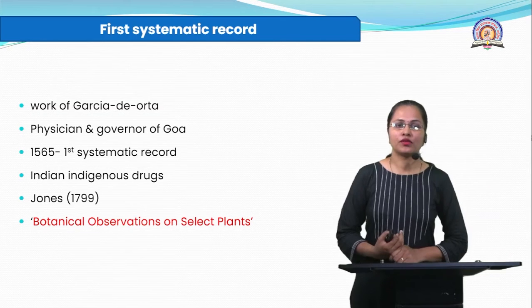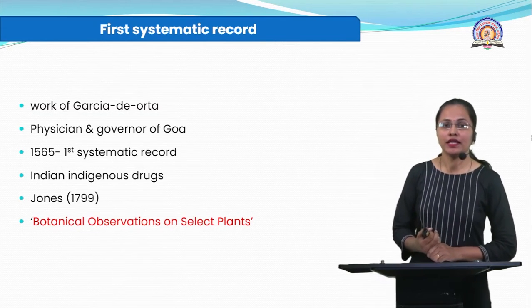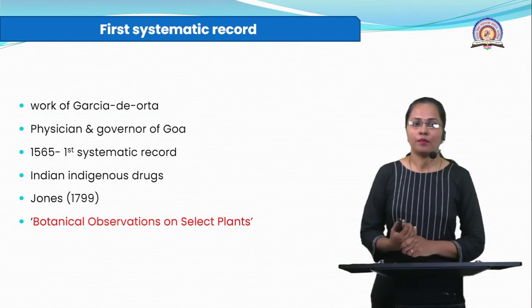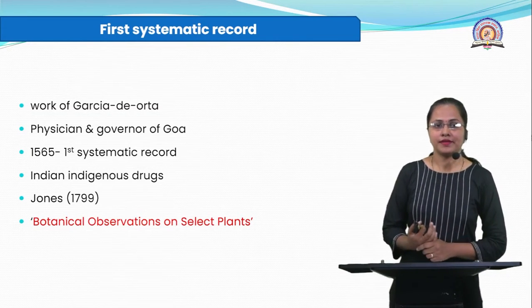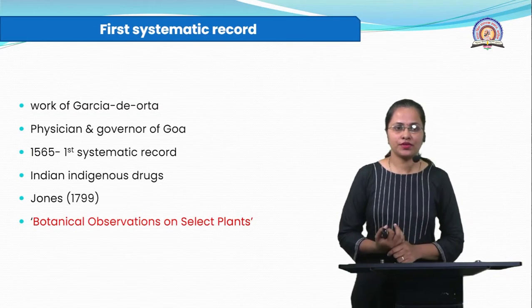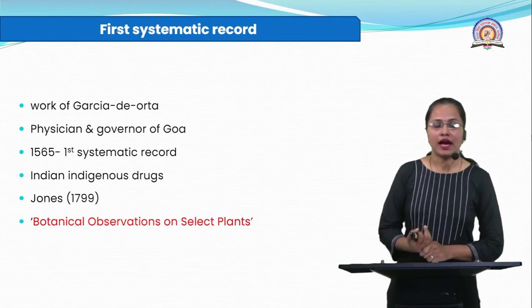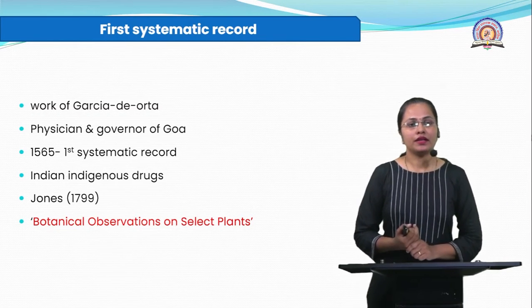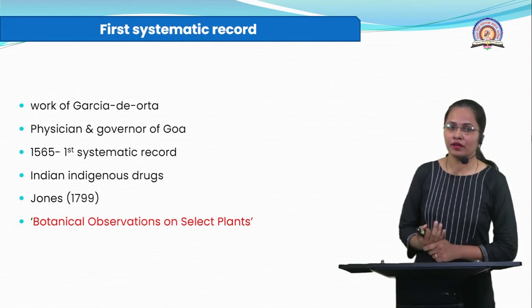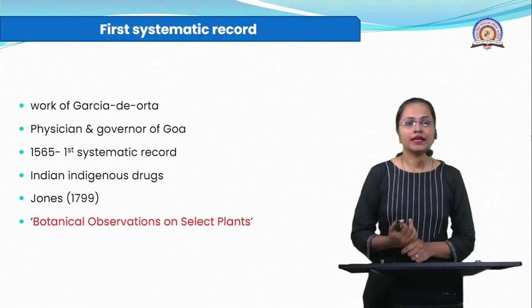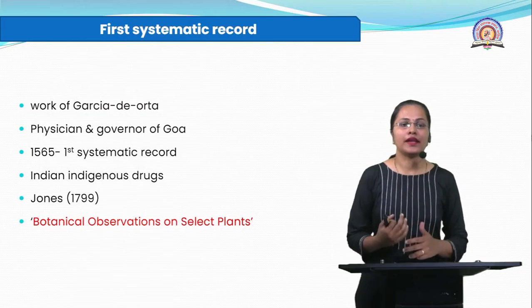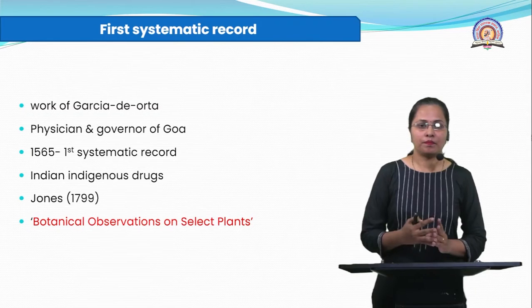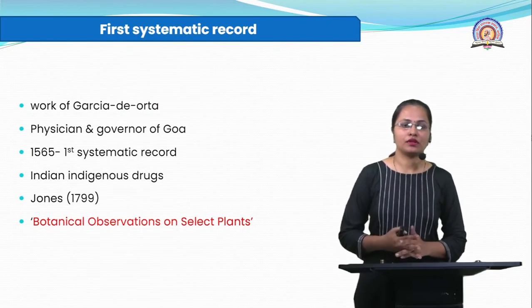When we talk about the first systematic record of the Indian medicinal literature, it was first written by Garcia de Orta in 1565, and it was considered as the first systematic record of Indian ethnobotany. He was a physician and governor of Goa, and he classified the plants, and he collectively wrote the plants and their description for the drug.